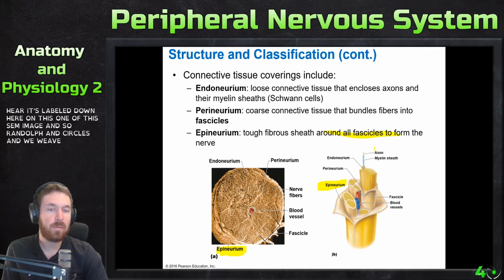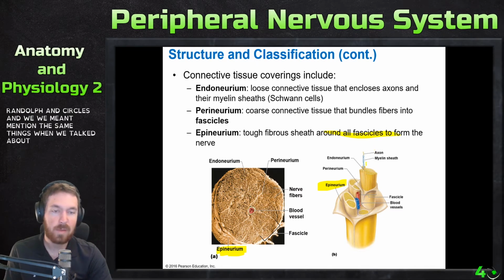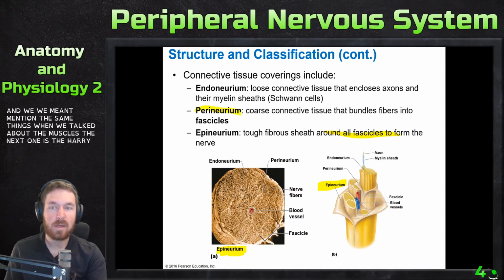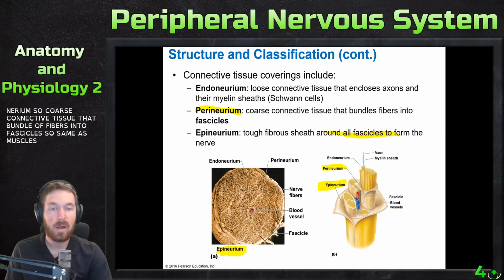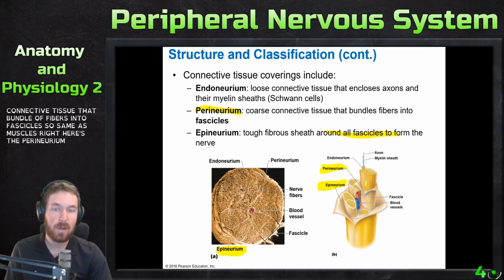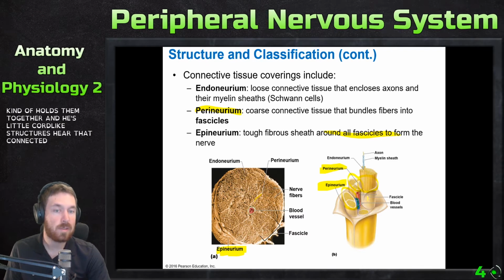We mentioned the same things when we talked about the muscles. The next one is the perineurium. So coarse connective tissue that bundles fibers into fascicles. So same as muscles. Right here is the perineurium. So there are these little bundles of axons in here. And there's this connective tissue that kind of holds them together in these little cord-like structures here. That connective tissue is the perineurium.